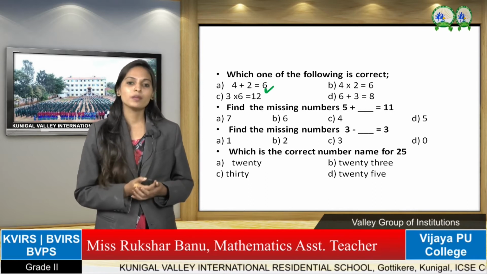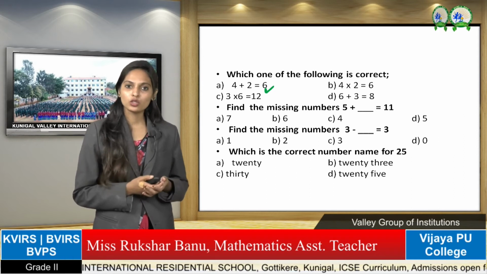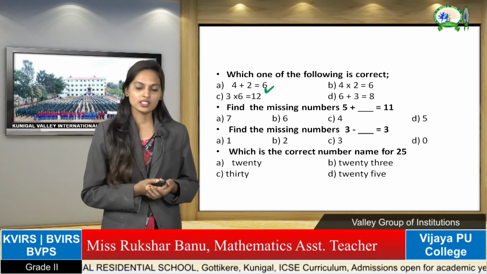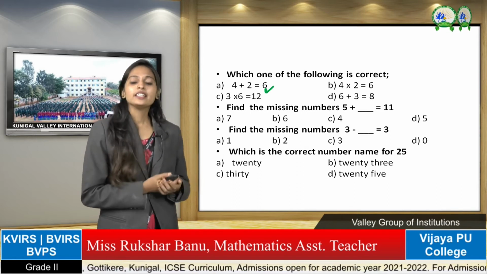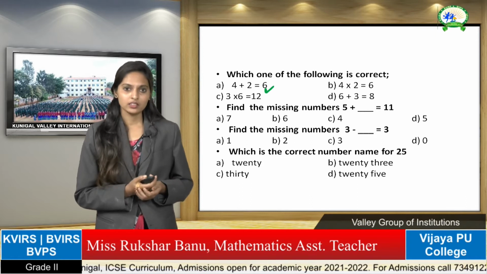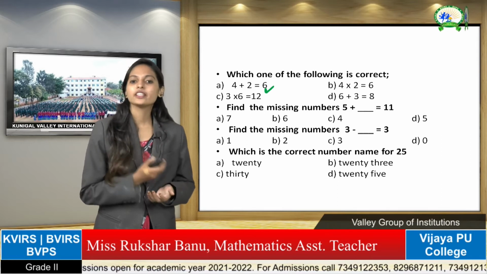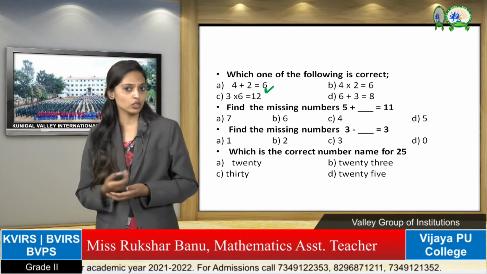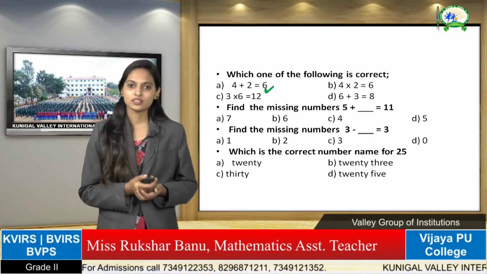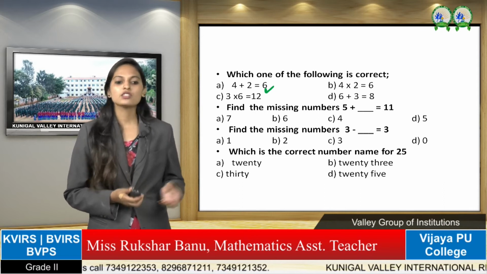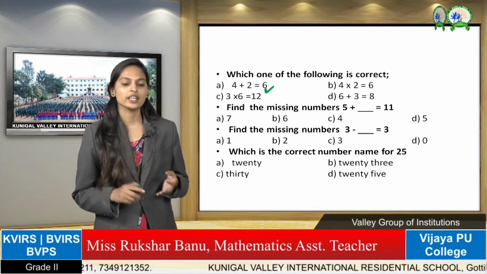Yes, 4 plus 2 is equal to 6 is correct, because 4 times 2 is equal to what? Yes, that is wrong. 6 is wrong because 4 times 2 is equal to 8, right? So here 3 times 6 is equal to what, children? Yes, that is 18, so that is also wrong. Here 6 plus 3 is equal to 8 is there. Is it right? No, because 6 plus 3 is equal to what? Yes, that is 9. Okay, so the answer is 4 plus 2, so the first option is right.